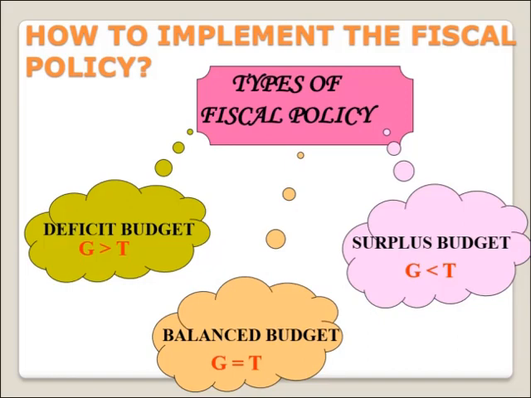Surplus budget is used to control inflation. When there is inflation, people spend more, so government will reduce government spending, give less bonus or no bonus, for example, and then collect more tax.